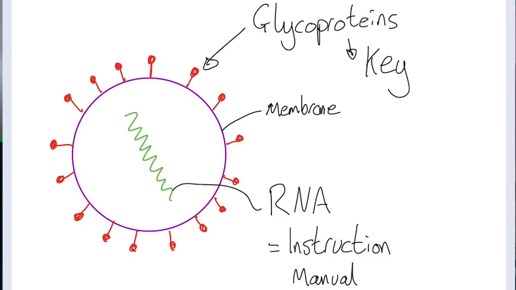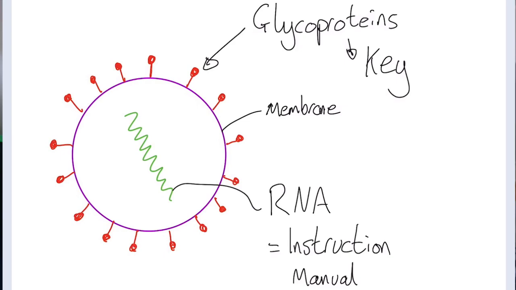Our DNA in our cells is exactly the same, but it's much more complex, and our DNA is basically an instruction book for every process that goes on in our body, how to build every type of cell, every type of protein, every type of molecule we need to use. All of that is contained within our DNA, but it's much more complex than the RNA. So this is our basic virus: we've got our glycoproteins on the outside, our membrane going around the outside, and on the inside we've got our RNA, our instruction manual.